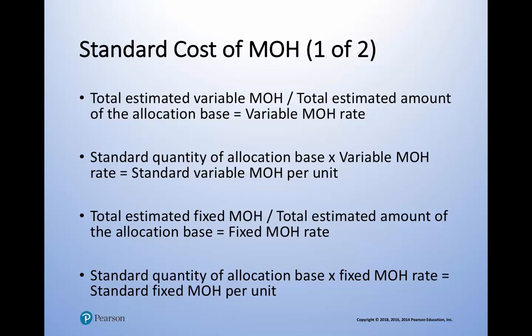So the first thing we do is come up with our variable manufacturing overhead rate. And then we base our standard variable manufacturing overhead per unit off of the standard quantity of our allocation base times our variable manufacturing overhead rate. So basically we're coming up with our applied manufacturing overhead. We do the same thing for our fixed. We come up with our fixed manufacturing overhead rate, and then to figure out what the standard should be, we take our standard quantity of our allocation base times that fixed manufacturing overhead rate, and we come up with our standard manufacturing overhead per hour or per unit.